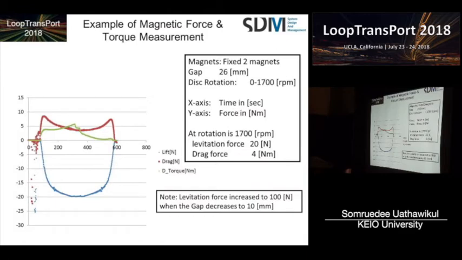We fixed 2 magnets. The first time, we fixed the distance at 22 millimeters, and we rotated the aluminum wheel from 0 to 1,700 RPM. The x-axis is time in seconds, and the y-axis is the force in Newton meters. At 1,700 RPM, the levitation force is 20 Newton, and the drag force is 4 Newton meter. The levitation force increased to 100 Newton when the gap decreased to 10 millimeters.